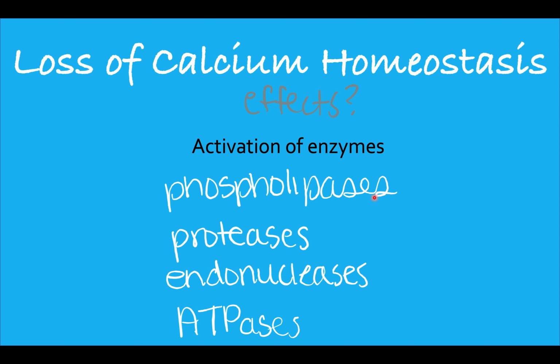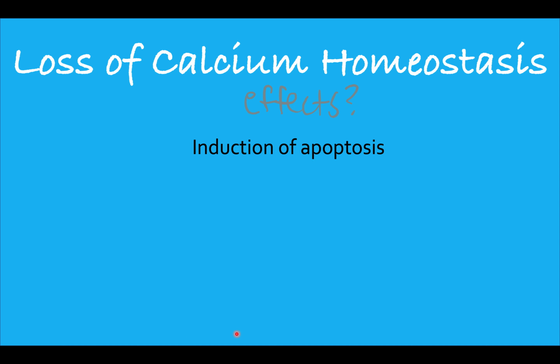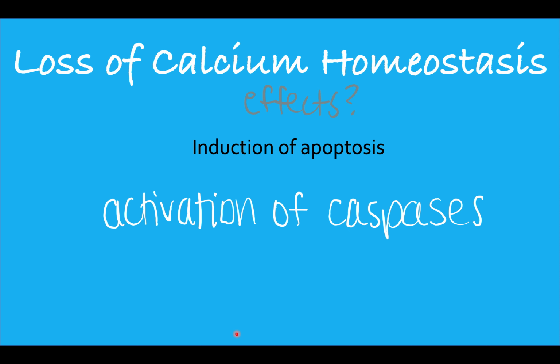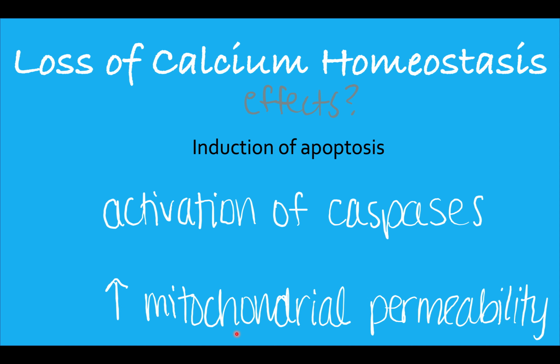And then lastly, we have ATPases. So again, -ase, this is going to be an enzyme, and so this is going to pretty much break down ATP. So this is increasing the amount of and speeding up ATP depletion, which, as we already talked about, is a really bad thing for cells. And then the induction of apoptosis. So this happens when you activate these caspases. And so when you start to induce apoptosis, this is going to increase that mitochondrial permeability, which can then cause even further damage. So you see how all of these different biochemical pathways kind of work together.